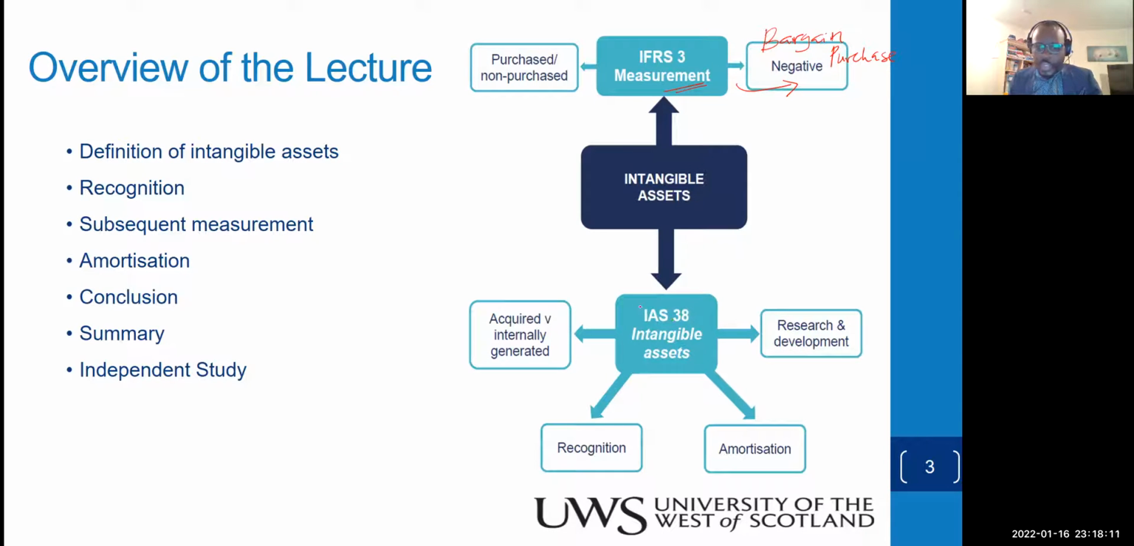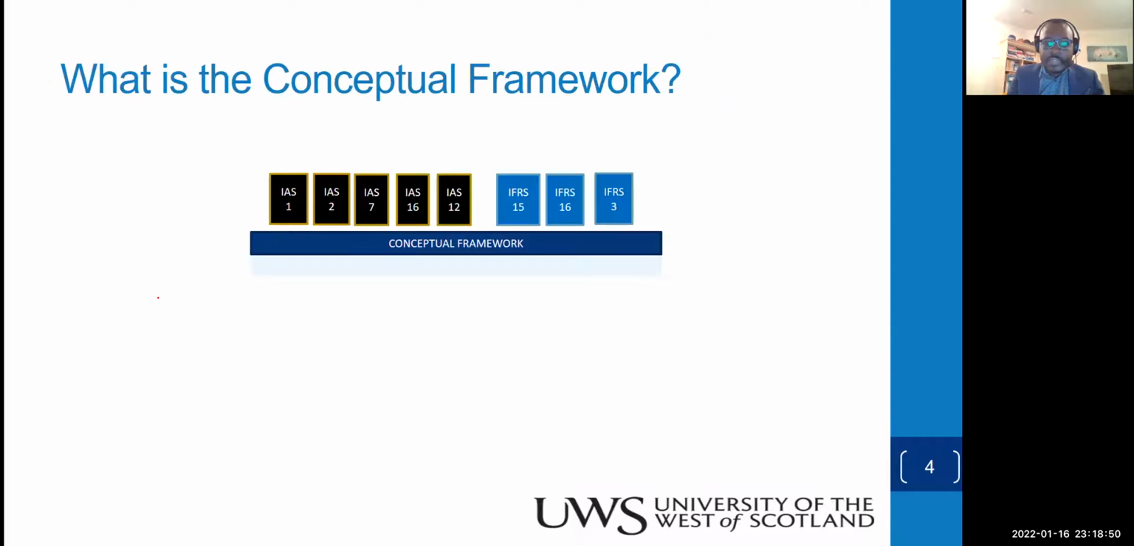But typically what we are more interested in at this point is IAS 38. So we look at how it extends into research and development. Which components of research and development should we recognize in the books? Then we also look at acquired intangibles versus internally generated intangibles. So we look at recognition criteria and then amortization. Again, we flipped this same thing over here to the left-hand side as an overview. So we look at the definition, recognition, subsequent recognition, amortization, and then we conclude the study. All right, so let's move on.